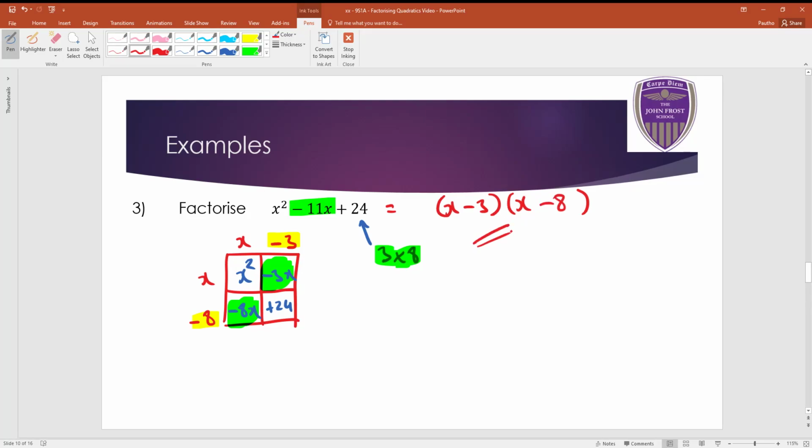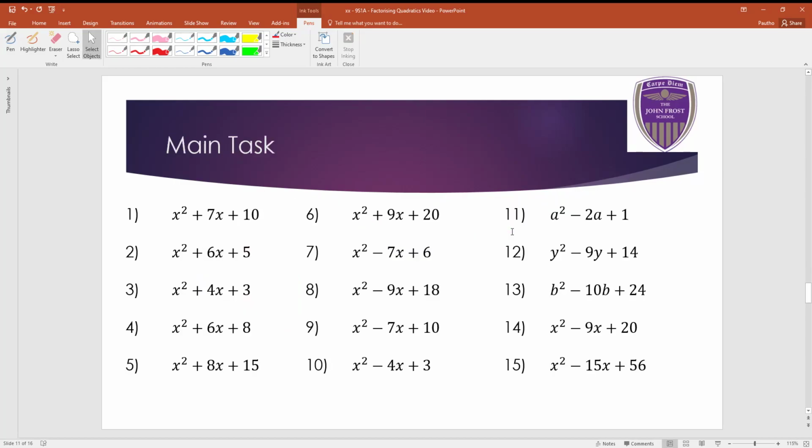And you'll soon start spotting patterns on the main task, which is here. Okay, so pause the video, have a go at these, and then come back when you're ready for the answers. There is also a challenge question after this, but main task answers first, okay? In 5, 4, 3, 2, 1.